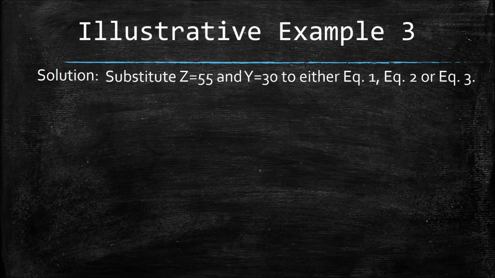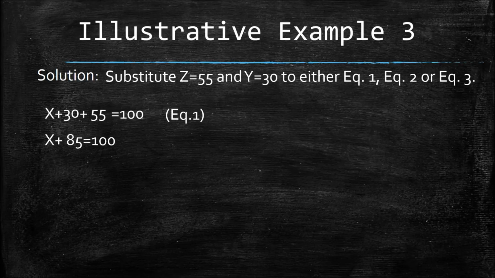Now, we substitute z is equal to 55 and y equals 30 to either equations 1, 2, or 3. Let's say equation 1. x plus y plus z is equal to 100. And we know that y is 30 and z is 55. So we can write x plus 30 plus 55 is equal to 100. x plus 85 is equal to 100. x then is equal to 100 minus 85. Hence, x is 15.